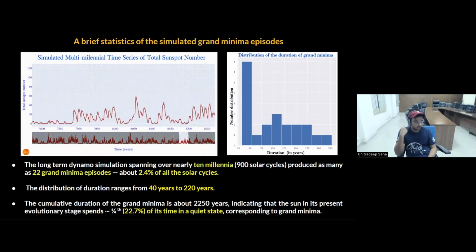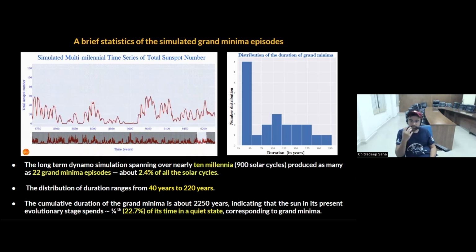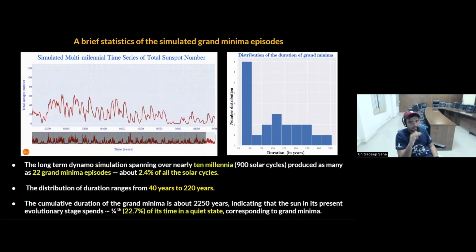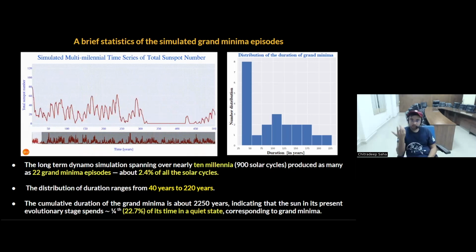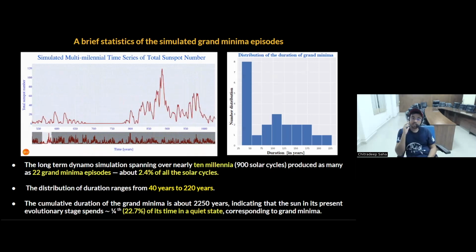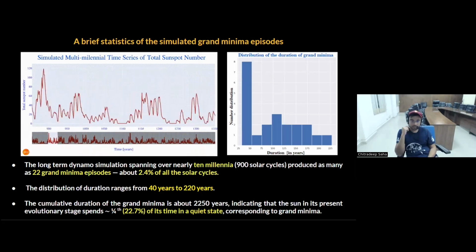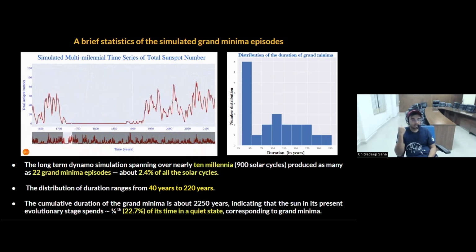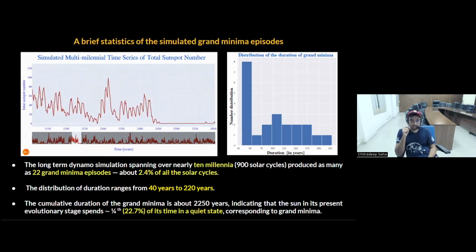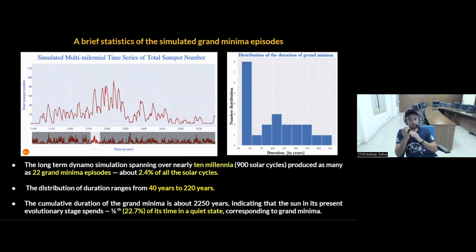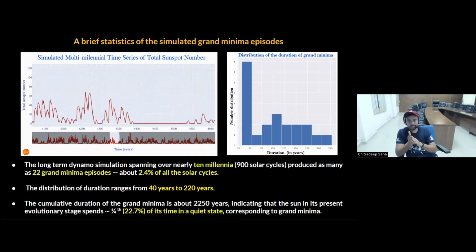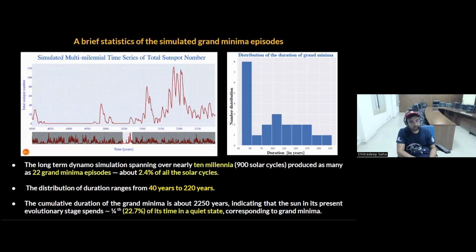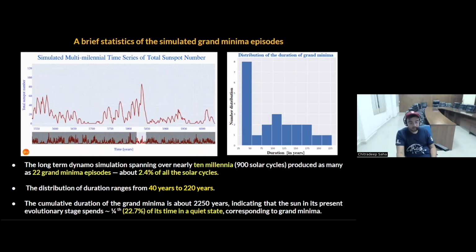Not only one set of simulation, we have done multiple sets of simulation, and these statistics hold. We could get nearly 22 grand minimum episodes, while in the observation it is 27, and 2.4% of all the solar cycles, basically 900 solar cycles, were in a grand minimum state.